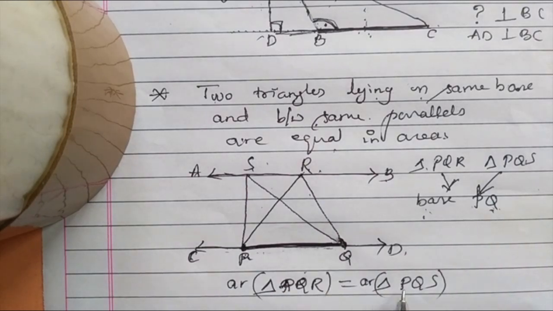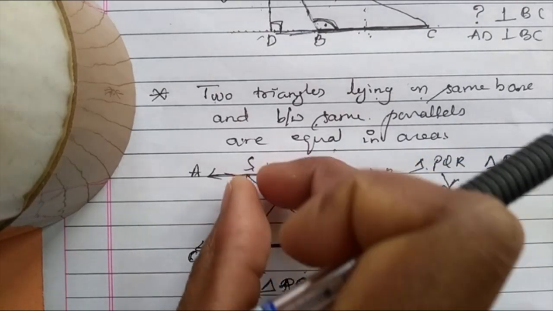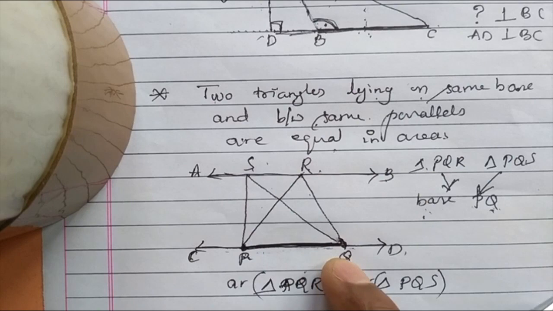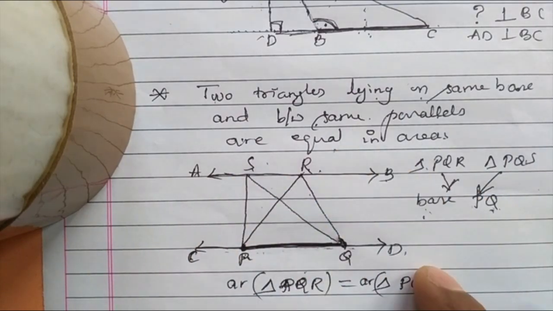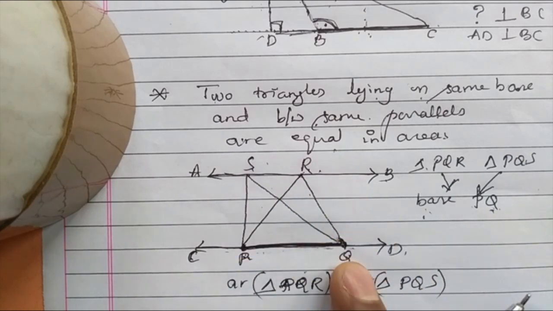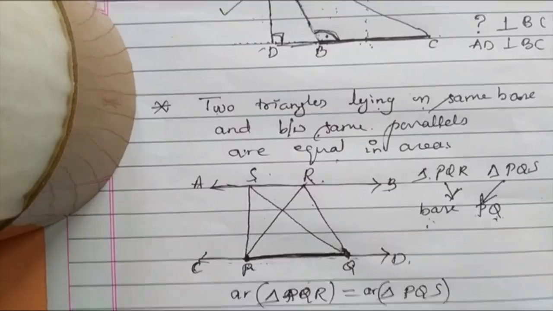Triangle PQR and triangle PQS both are equal in area because both the triangles are lying on the same base. PQR, PQS, both are on the same base and between the same parallels. Both the triangles are between AB and CD parallel. Both the triangles are lying on PQ. Therefore, both are equal in area. So, these two concepts are very important.